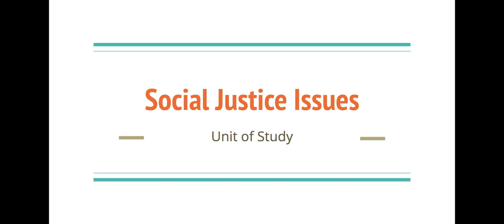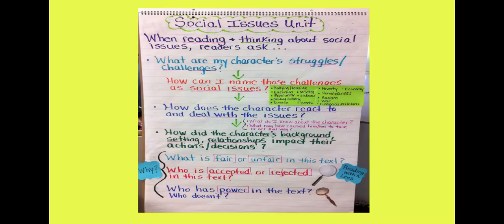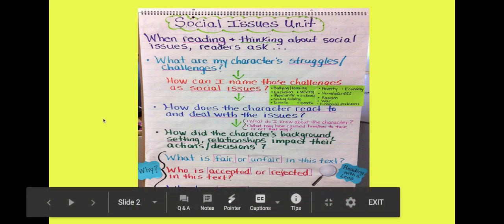Hello, fourth graders. We are continuing today with our social justice issues unit of study. On Monday, we introduced this unit and talked about what a social issues unit is all about. And we talked about the different steps that you are going to have to take as a reader in order to get to the meat of the story of these social issues.